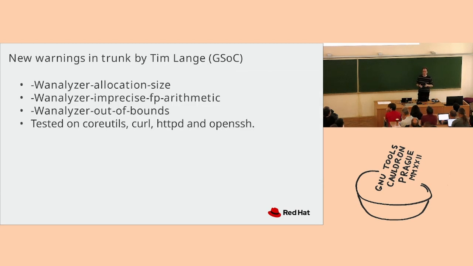For Google Summer of Code this year, I've mentored two students who've both done a great job on their projects. First, I'll talk about Tim Lange. I hope I'm pronouncing his surname correctly. And he's been looking at implementing warnings based around the tracking of memory inside program states that we track inside the analyzer. And he's been testing these on Core GNU Tools, curl, HTTPD, and OpenSSH to try and make sure that we get a decent signal-to-noise ratio, not too many false positives, on real idiomatic C code from a bunch of different open source projects.